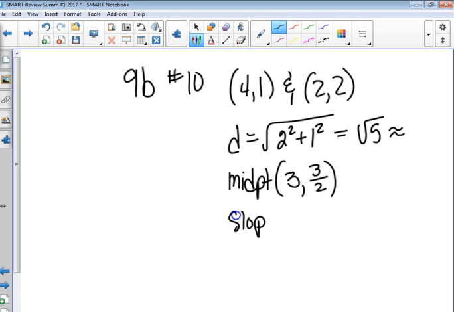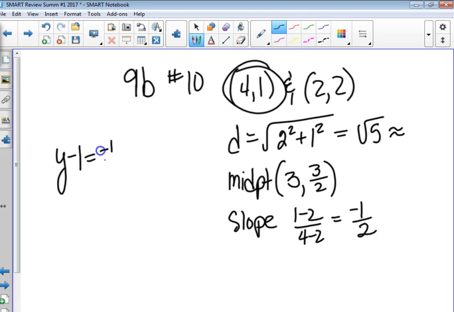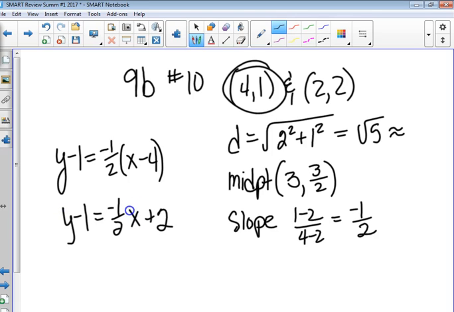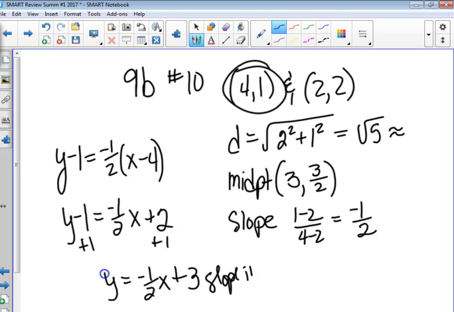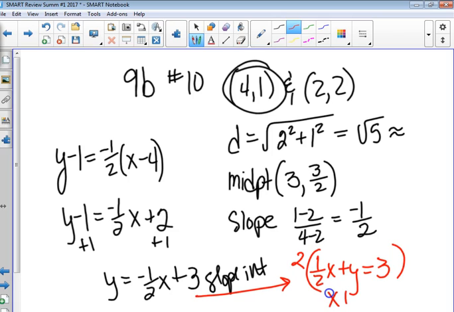Yep. Okay, slope. We're going to need to find the equation of the line anyway. 1 minus 2 over 4 minus 2, because we're doing y minus y over x minus x. I got negative 1 half. Did anybody else get that? Okay. What are you most comfortable with? Point slope? Okay. So I'm going to use this 4, 1 guy. And negative 1 half x minus 4. If I distribute, I get plus 2. So if it asked for slope intercept form, I would be here. If it asked for standard form, I would add the 1 half x over to the other side so it's on the same side, and then I would multiply through by a 2 so that I didn't have a fraction anymore. I'd have x plus 2y equals 6. So you could go back and do number 9 for some more practice on those concepts.